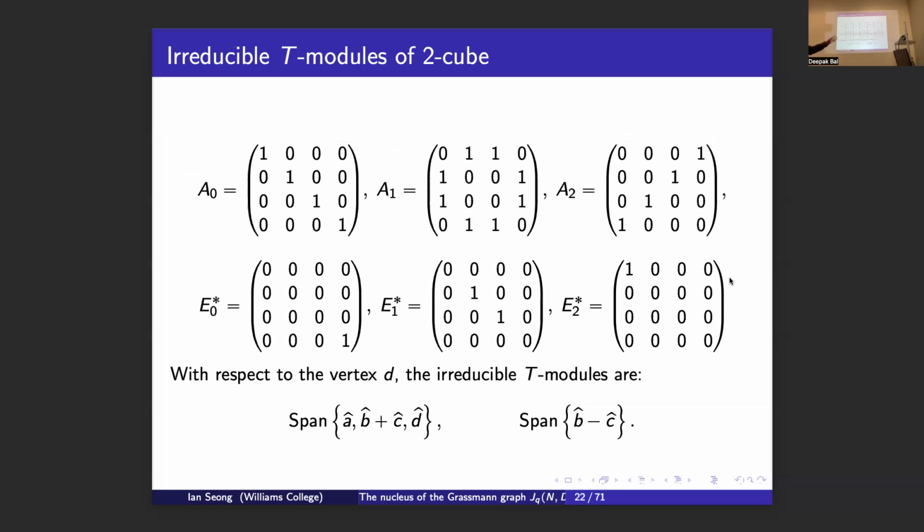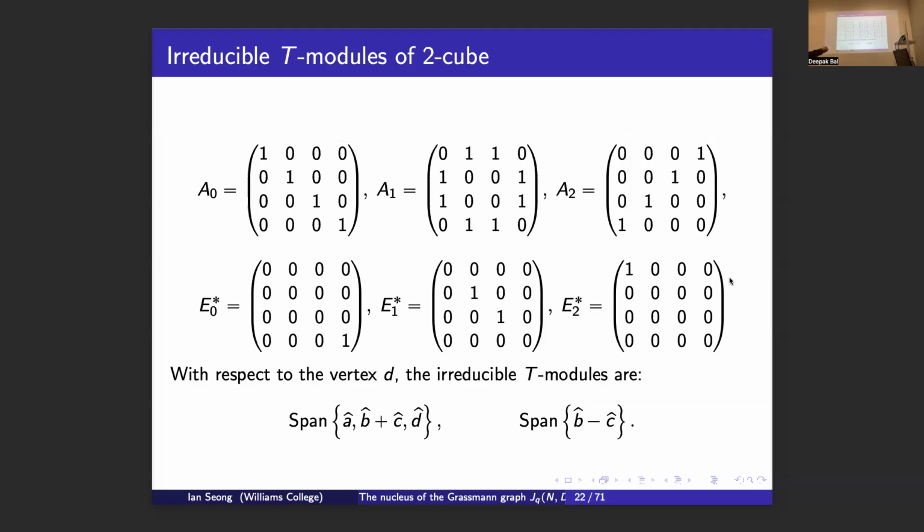Let's go back to the example of a 2-cube, which is one of the simplest examples. We have 3 matrices in the Bose-Mesner algebra and 3 matrices in the dual Bose-Mesner algebra. Now, with respect to D, the irreducible T modules are going to be exactly these things.